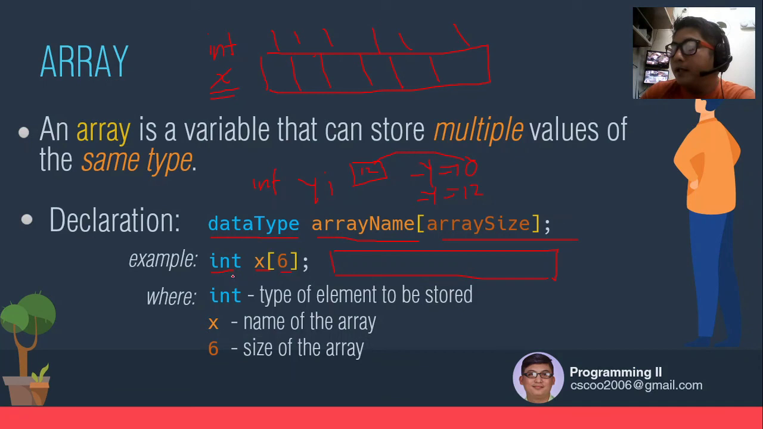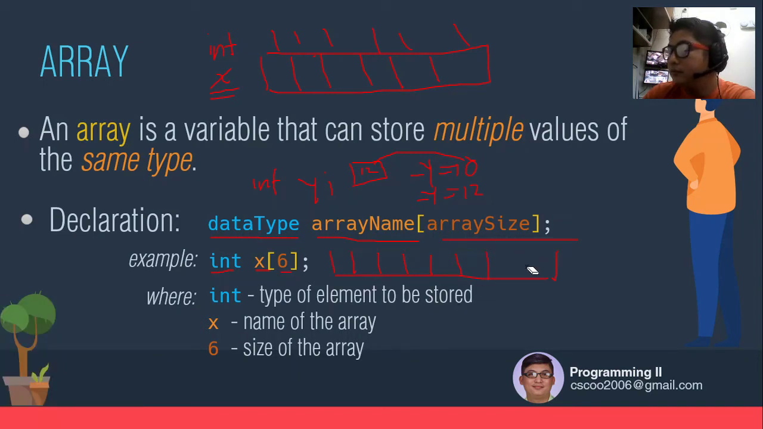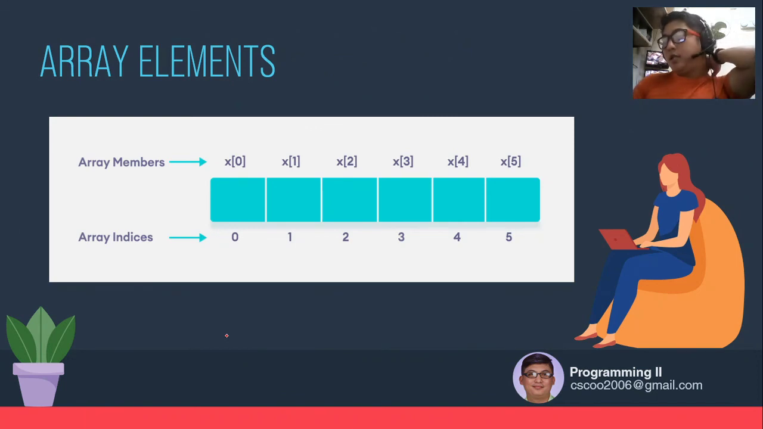Okay, now in this case the value of x has several compartments. 1 2 3 4 5, 1 2 3 4 5 6. Okay, sobra ako. Okay, so you have 6 boxes that allow you to store 6 values. So let's continue. Okay, so this is how an array is implemented.